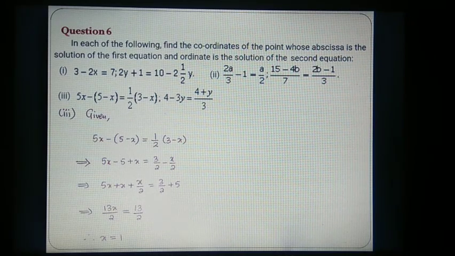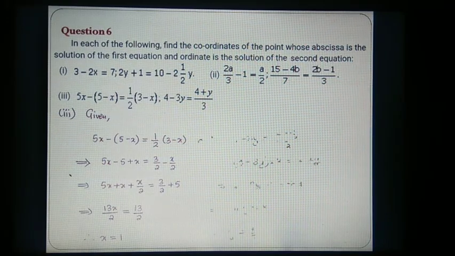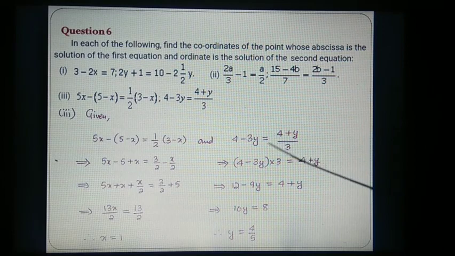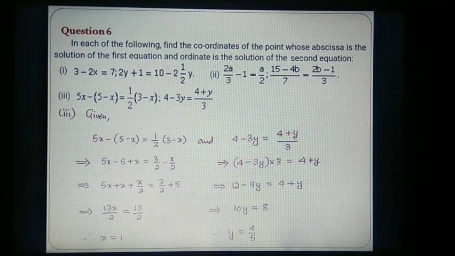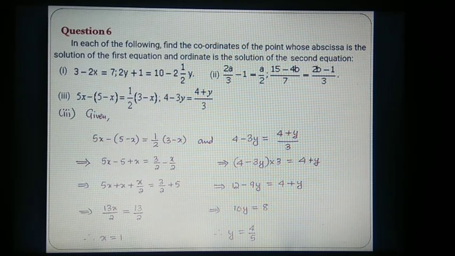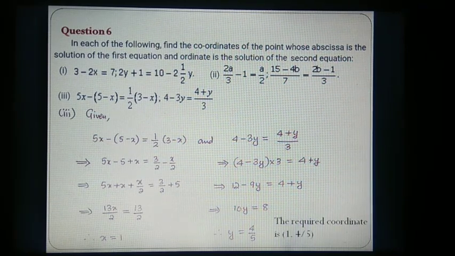Okay, now similarly we have the other equation, that is this one, right? So similarly you do the same and you'll get y to be 4 by 5. Okay, so that's why your x is 1 means your abscissa is 1, and y is 4 by 5 means your ordinate is 4 by 5. So the required coordinate is 1 comma 4 by 5. Pause the video to note down.